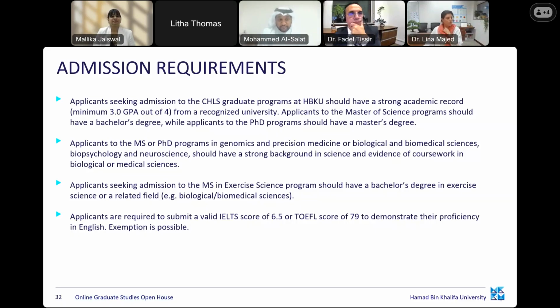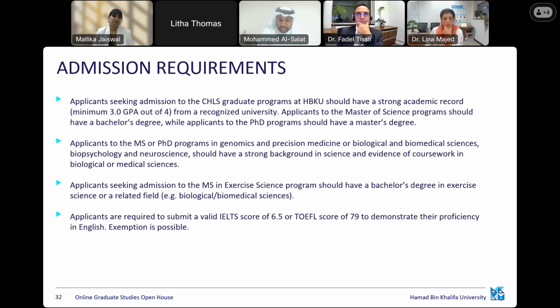Applicants to MS or PhD programs in genomics and precision medicine or biological and biomedical sciences, biopsychology and neurosciences should have a strong background in science and evidence of coursework in biological and medical sciences. The applicants seeking admission to the Master of Science in Exercise Science program should have a bachelor's degree in exercise science or a related field, for example, biological or biomedical sciences.